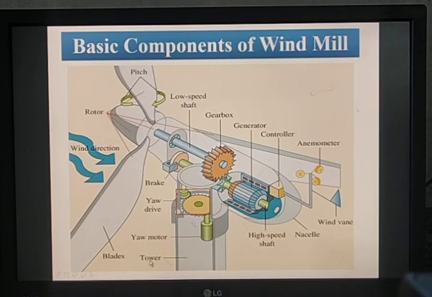The tower, made from tubular steel, concrete or steel lattice, supports the complete wind turbine structure. Because wind speed increases with height, the tower height is also increased.